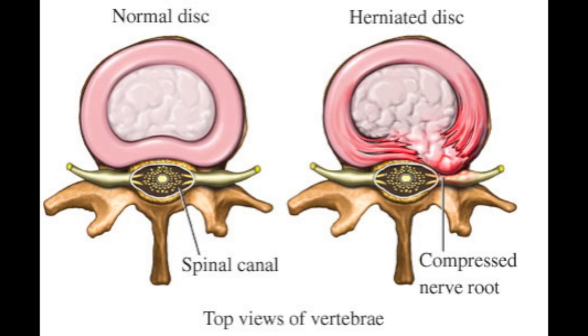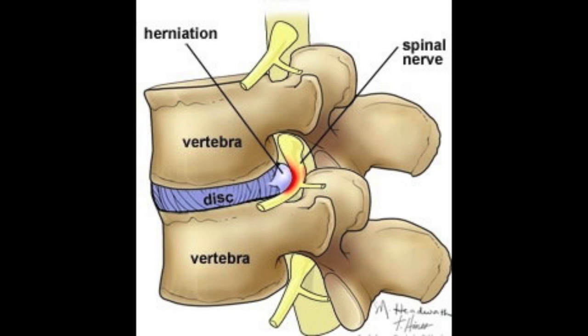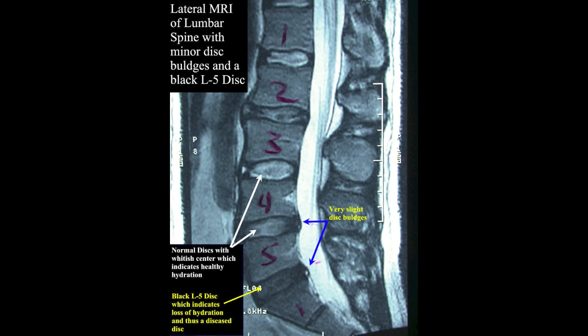If we look at a cross-sectional view down on the disc, we see a normal outer annulus on the left and a damaged one on the right. When the annulus bulges or tears, the contents can impinge on the nerves and even cause sciatica. This cross-sectional MRI shows disc bulges at L4-5 and L5-S1.